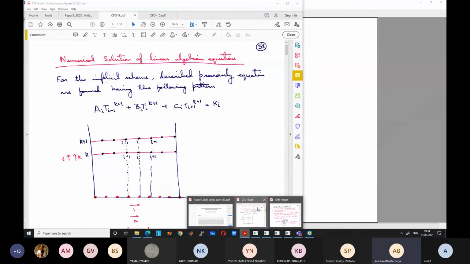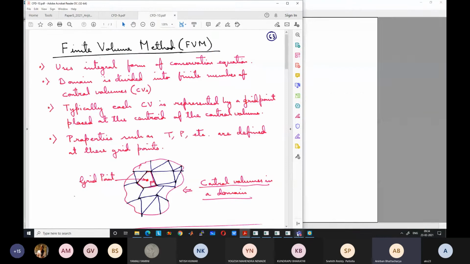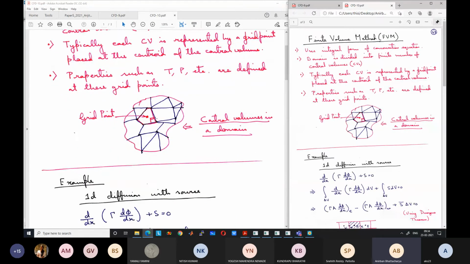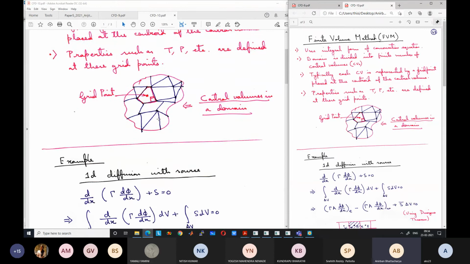Okay, so all the properties are defined at the grid points. This is a representation of control volumes in a domain together with the grid points. For one control volume, I have shown the grid point. Typically, grid points are represented by the variable P, for the point, and its neighboring values. The grid points can have a structure, or they can be unstructured, as we will see later. This is the unstructured grid mesh.